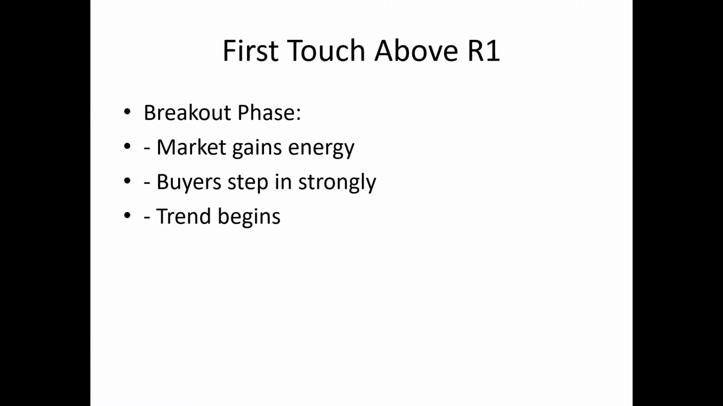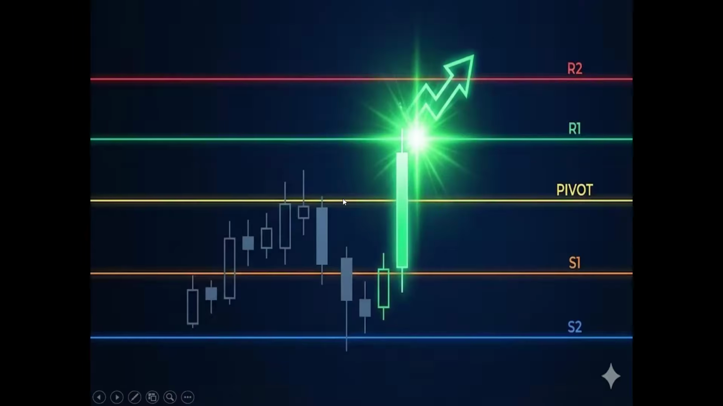The first thing you need to see is the first touch above R1. That is the breakout phase. The market gains energy. Buyers step in strongly and the trend begins. It is as if the market says, I have energy, I want to expand. This is where the trend usually continues for 2 to 3 swings.